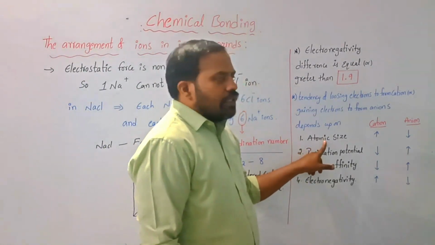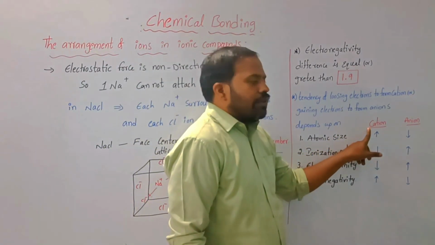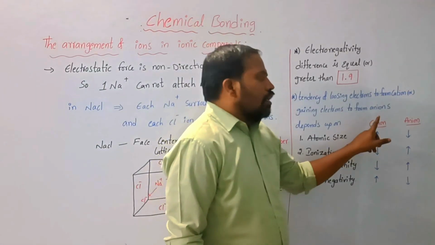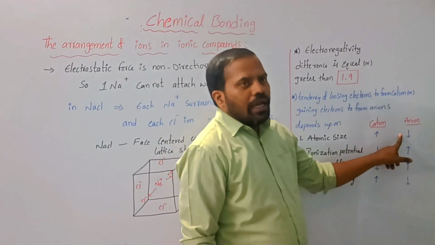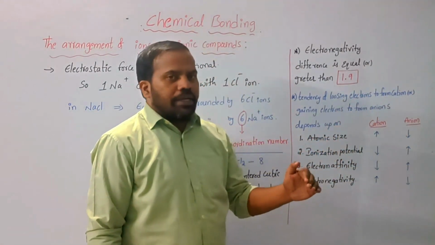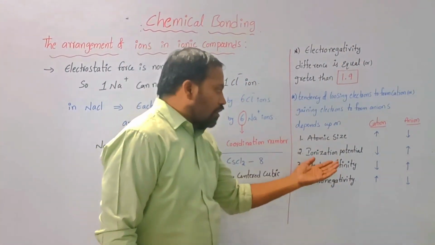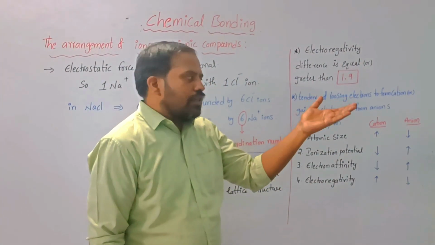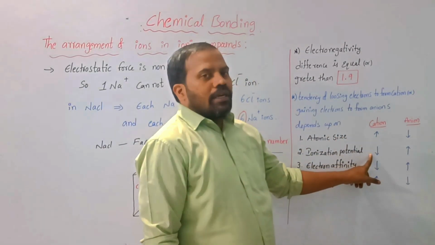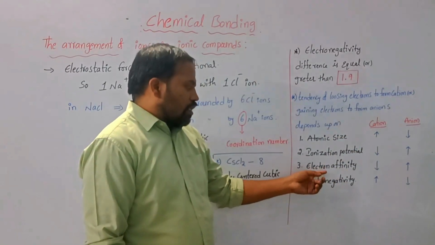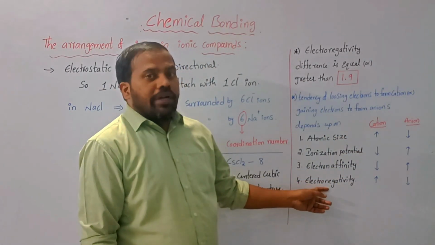If the atomic size increases, it is favorable to cation formation and unfavorable for anion formation. Anion formation is reduced and cation formation is increased. Similarly, if the ionization potential increases, cation formation decreases. Next, electron affinity and electronegativity.